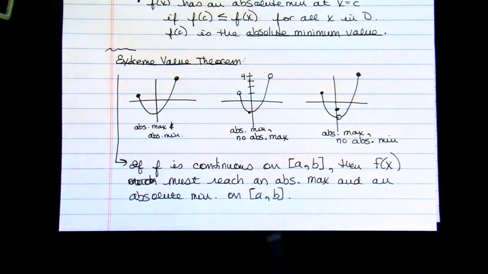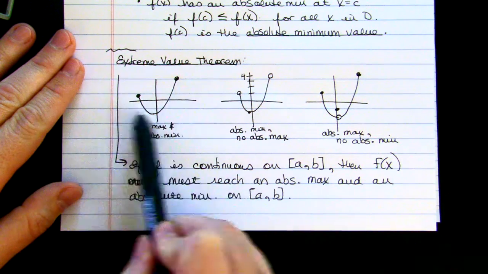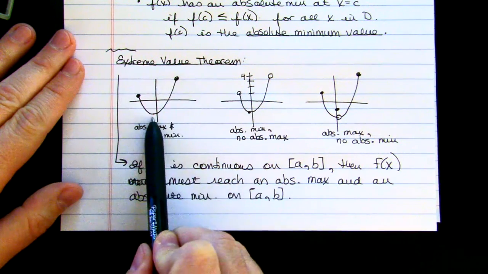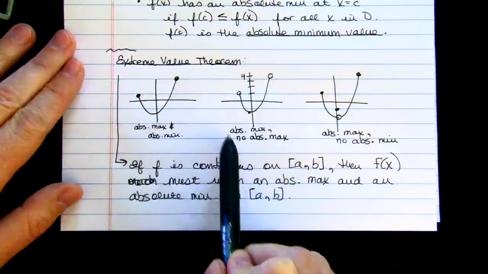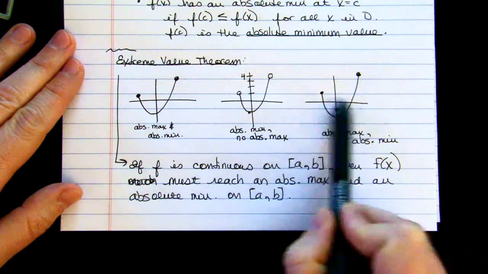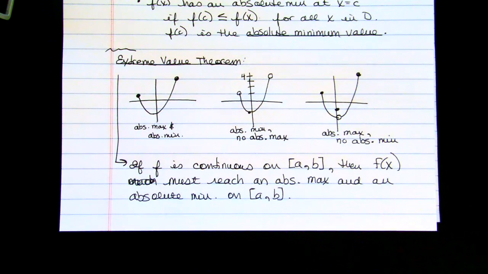As long as we're continuous on a closed interval, which means including the endpoints, I'll have to reach an absolute max and I'll have to reach an absolute min. This one's not on a closed interval. That was why there was no absolute max. This one wasn't continuous, which is why there's no absolute min. The rest of this section will be about actually figuring out where those things occur from our formulas.